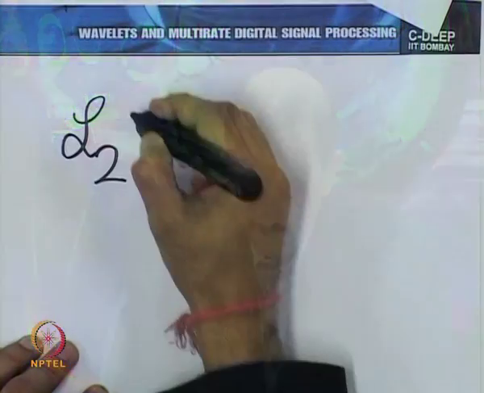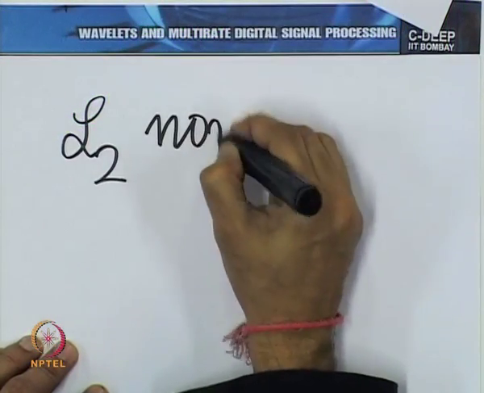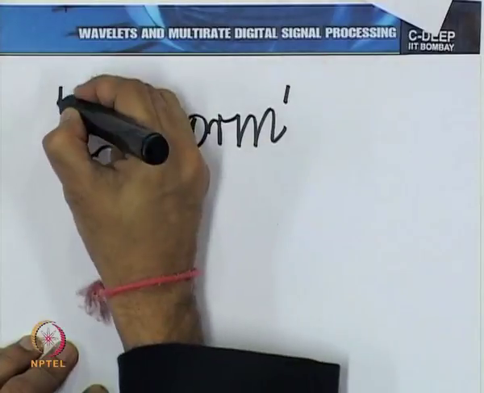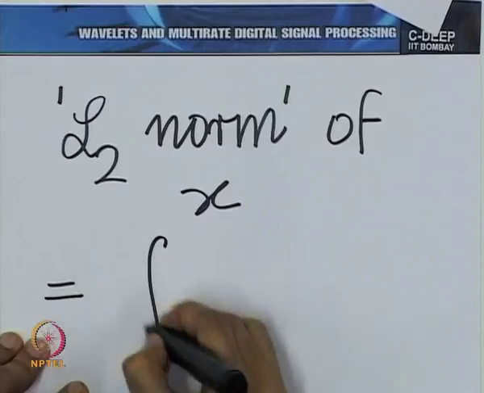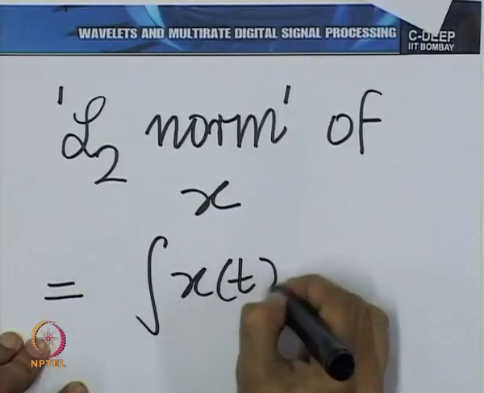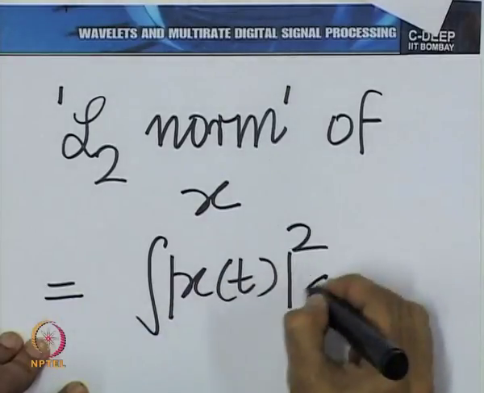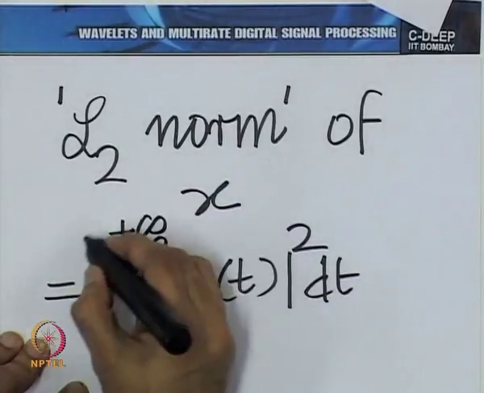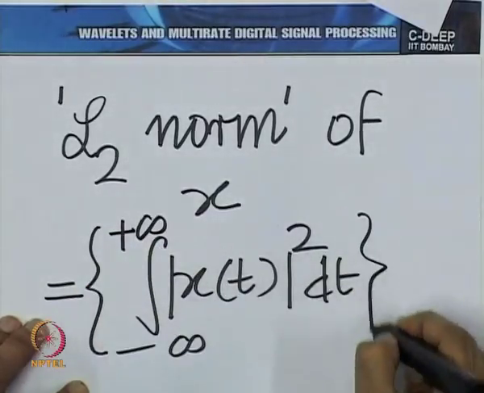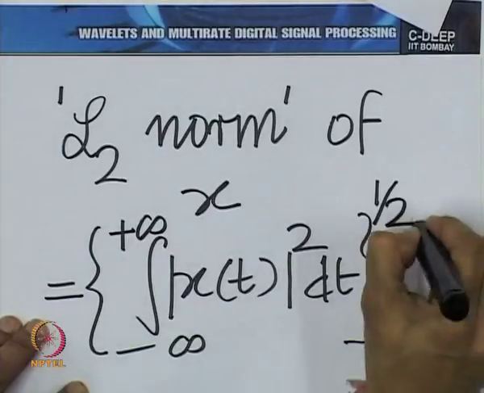So, we say the L2 norm of x is essentially the integral of mod x t squared dt over all t, and to be very precise, this needs to be raised to the power half.